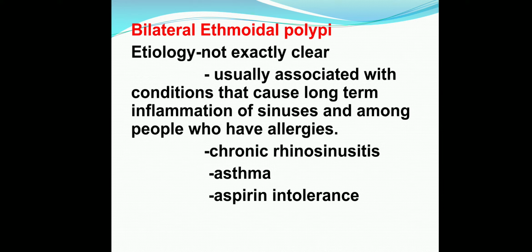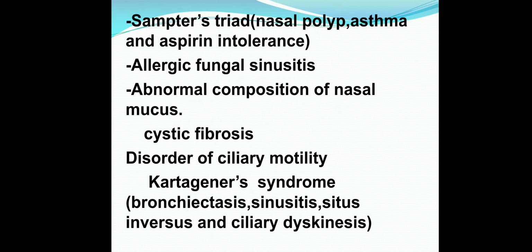The exact etiology is not clear, but allergy is considered to be the most common cause. It is also associated with conditions that cause long-term inflammation of sinuses, like chronic rhinosinusitis, asthma, and aspirin intolerance. Just note that 70% of patients with asthma have associated nasal polyps. 36% of patients with aspirin intolerance have nasal polyps. Samter's triad is a triad of nasal polyps, asthma, and aspirin intolerance.